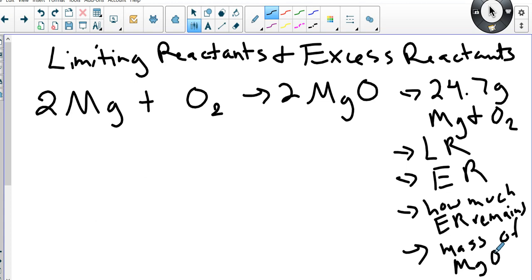All right, so if I have two pieces of information for grams, 24.7 grams of this and this, right? Can you go ahead and figure out moles? Like you have to, right? So go ahead and do that. Convert both of them to moles.